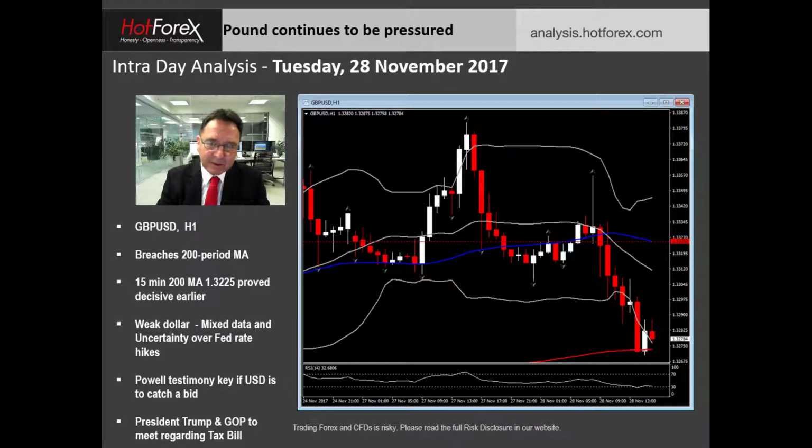President Trump is also meeting the Republican Party to try and thrash out and move forward the tax bill. Again, that's the key thing that's undermining the dollar at the moment. So we still continue to have a weak dollar and a weak pound today.